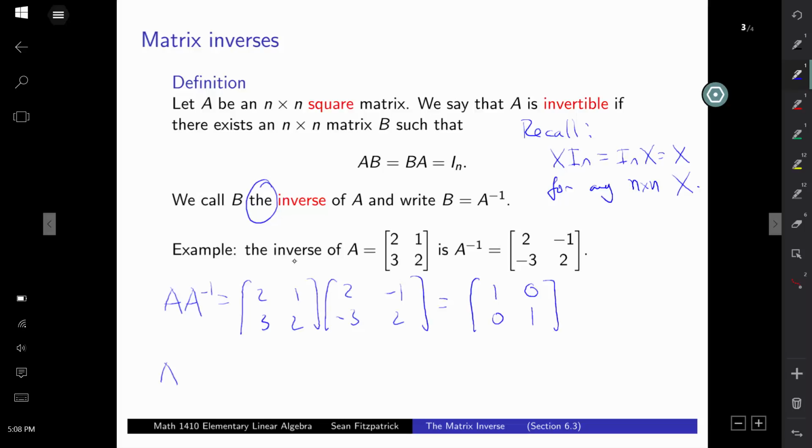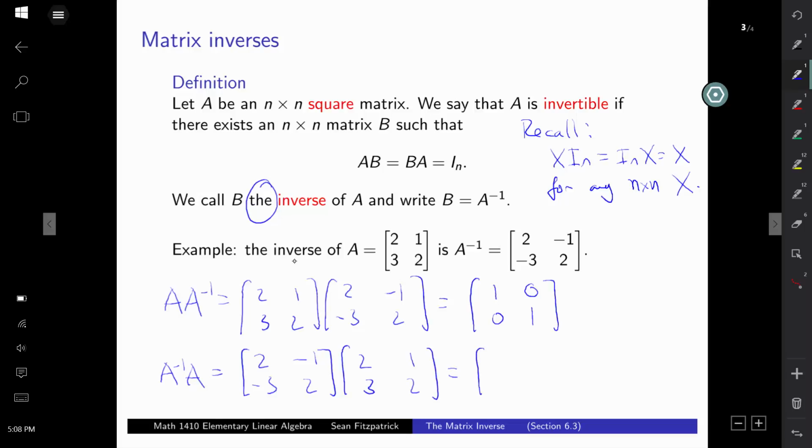Now technically we should also check. We'll see later on that this is not necessary. If it works in one order, it's guaranteed to work in the other order as well. But that's not a fact that we have established yet. So really we should probably do it this way as well.